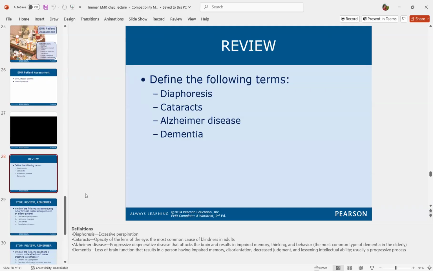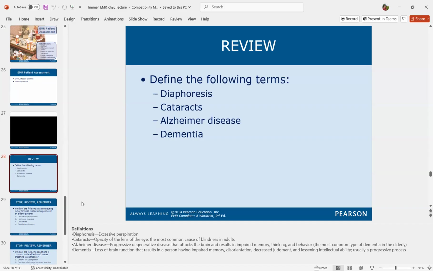Terms. Diaphoresis. This is excessive perspiration. So if we say somebody's diaphoretic, they're sweaty, pale, cool, clammy. Cataracts. This is the opacity of the lens of the eye, the most common cause of blindness in adults, and they can get that corrected. A lot of people have cataract surgery.